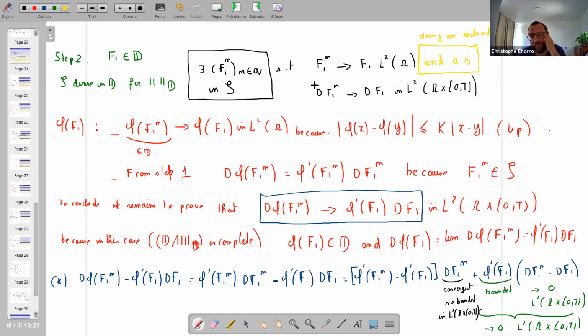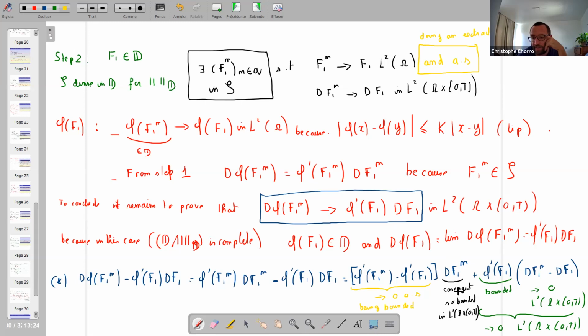Why? Because if I suppose that I have the convergence in L2 and almost sure, something that I am supposed to be able to do because I just have to consider a subsequence, now I have F1n that converges toward F1 almost surely. And so phi prime being continuous, I have this one that converges toward 0 almost surely. But phi prime is bounded because phi is Lipschitz, being bounded. And so I have what I want.